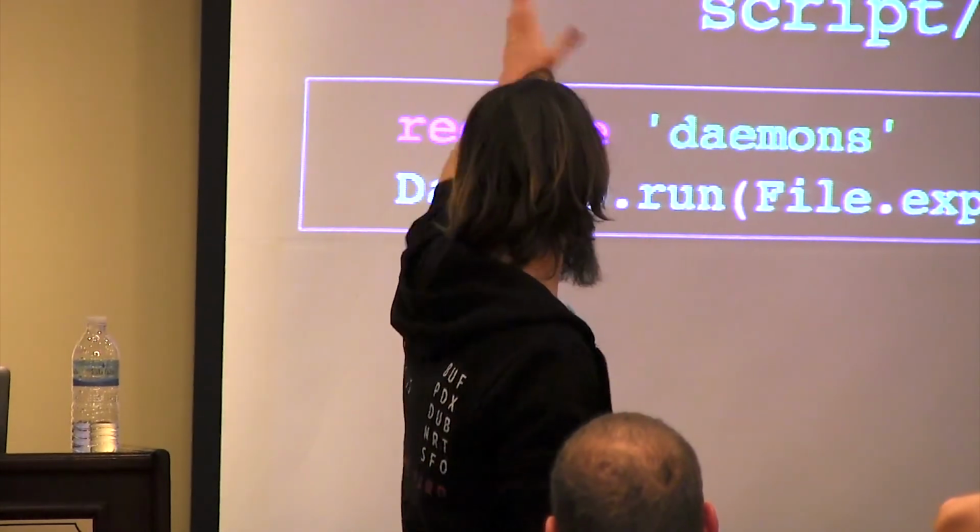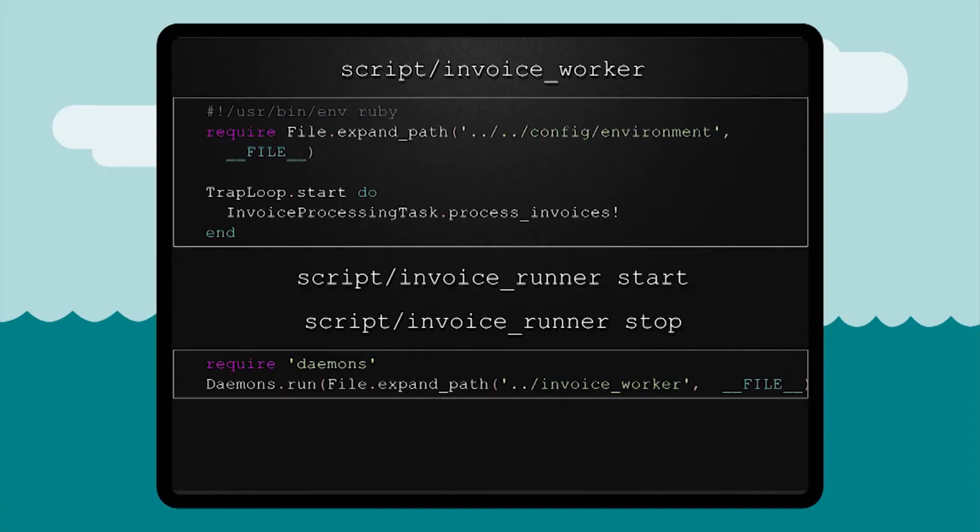I'll explain it. So I start this trap loop, that's a loop, and I put the call to the work that I'm going to do. This is a processor, and this whole queue system is just for processing invoices in our billing system. And then we do the daemons thing where we say, this is the file I want to run, and we put in all those options that are important.